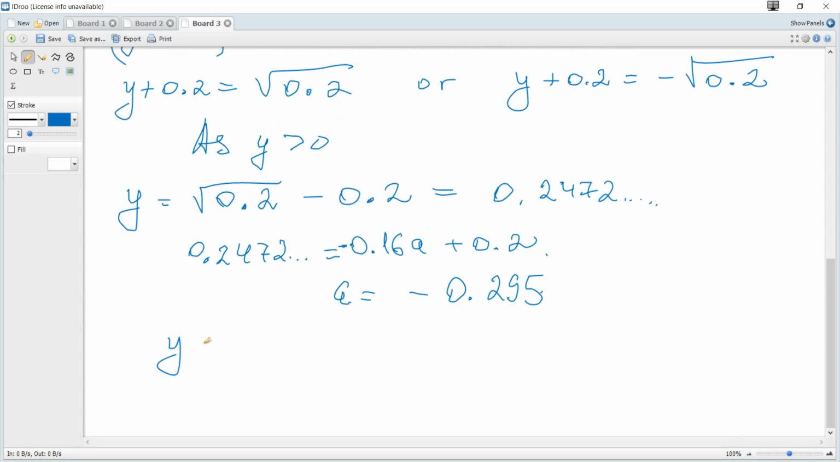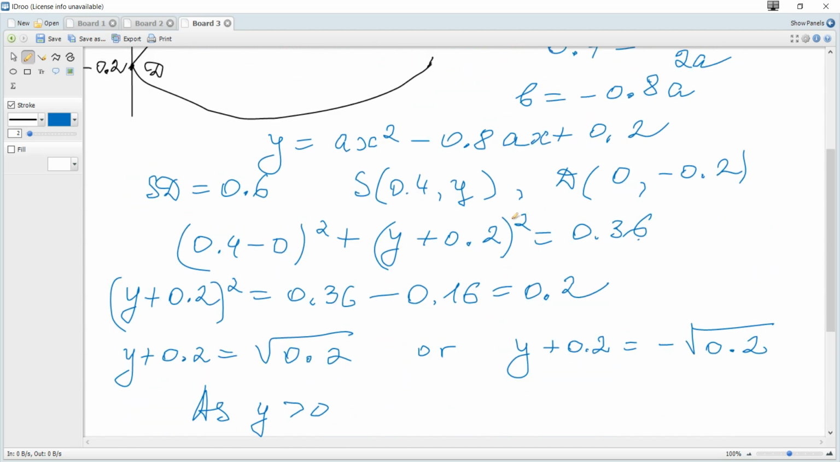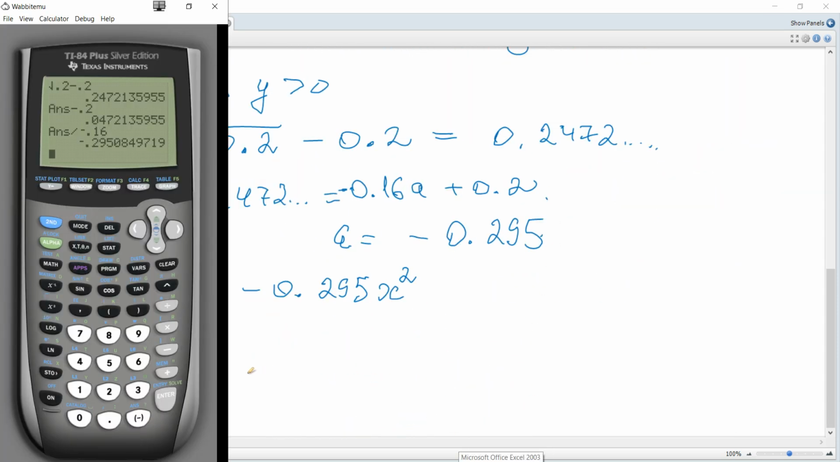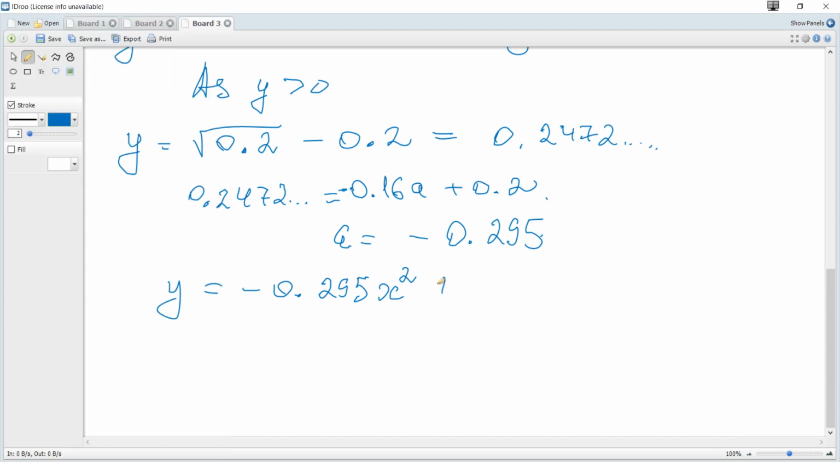Hence, the required equation becomes negative 0.295x squared plus 0.236x plus 0.2.